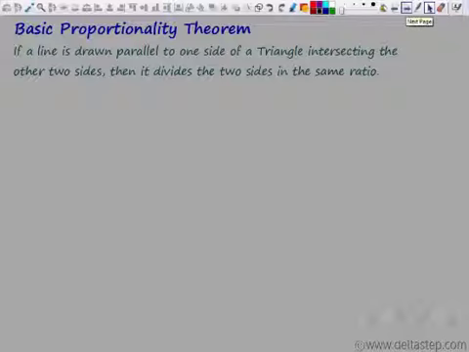So we have the basic proportionality theorem, which says that if a line is drawn parallel to one of the sides and it intersects the other two sides at two points, then that line would divide the other two sides in the same ratio. So to prove this, first I need a triangle.